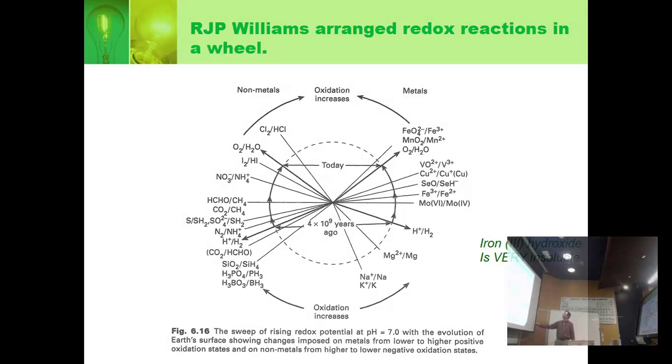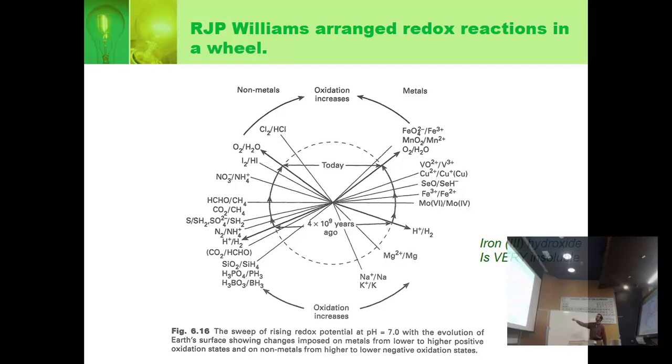And he shows you that 4 times 10 to the 9th years ago, we were a reduced planet, and the E value of the planet was down about here, about hydrogen. Now we have a lot more oxygen, and the E value, that is the active redox component of our ecosystem, has moved to this E value. And as we've moved, we've flipped these from the reduced side to the non-reduced side as the oxygen increases.